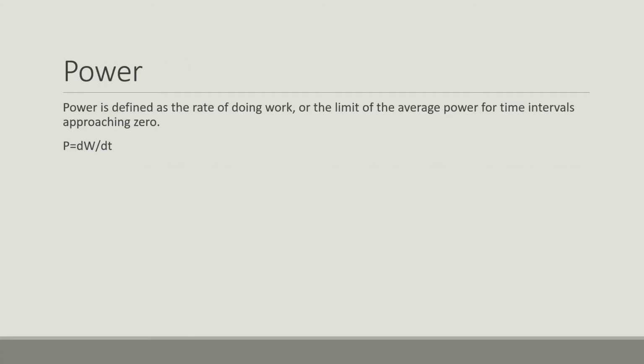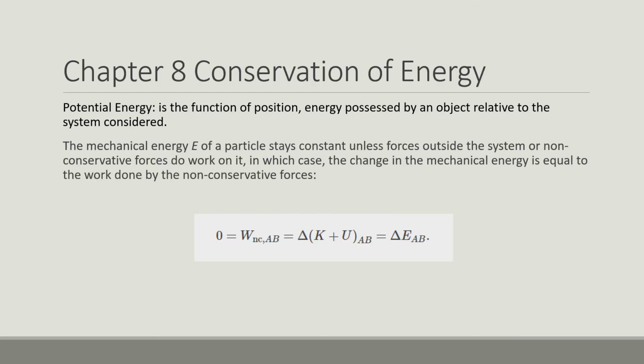Power. Power is defined as the rate of doing work, or the limit of the average power for time intervals approaching 0. P equals dW over dt. Chapter 8 Conservation of Energy.